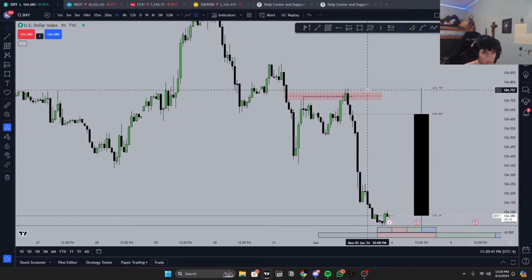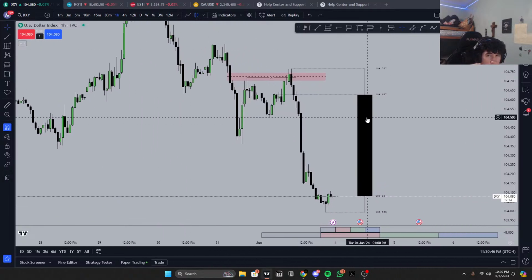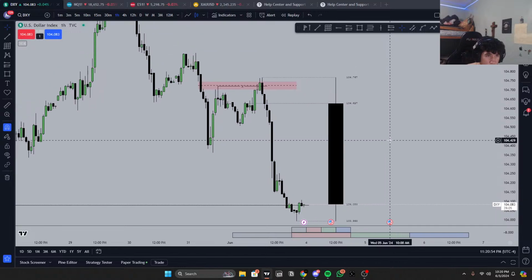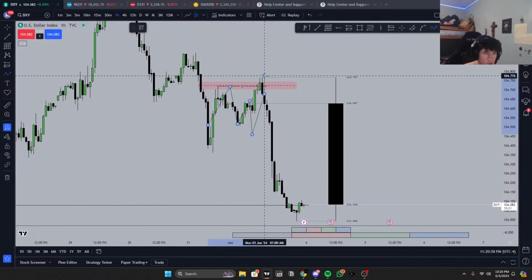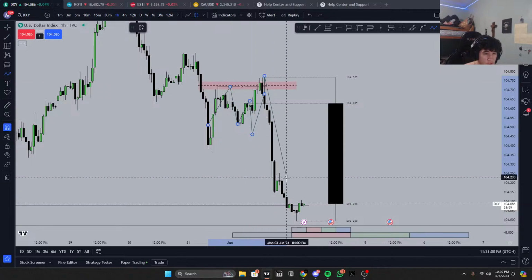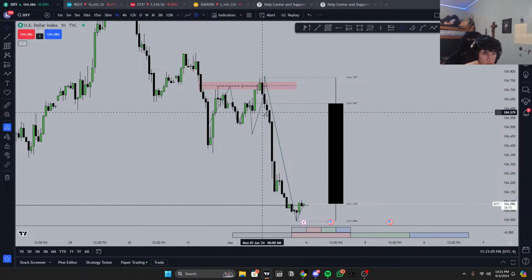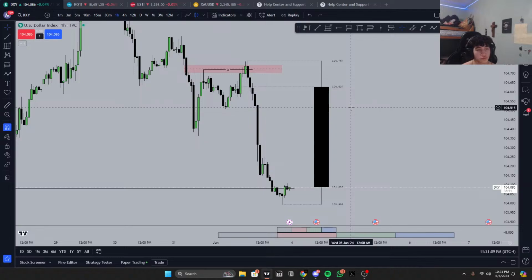What's that big fat red black thing? What's this? The black stick? The black stick is my power of 3. We use it to identify power of 3. Accumulation, manipulation higher, above this high, distribution lower, and then retrace. I hope you guys can understand it. Right here, boom, chop around, accumulation, run above this high, which is our manipulation, distribution lower, and then retracement. AMDX, just accumulation, manipulation, distribution, retracement. And this is what I use to identify it.